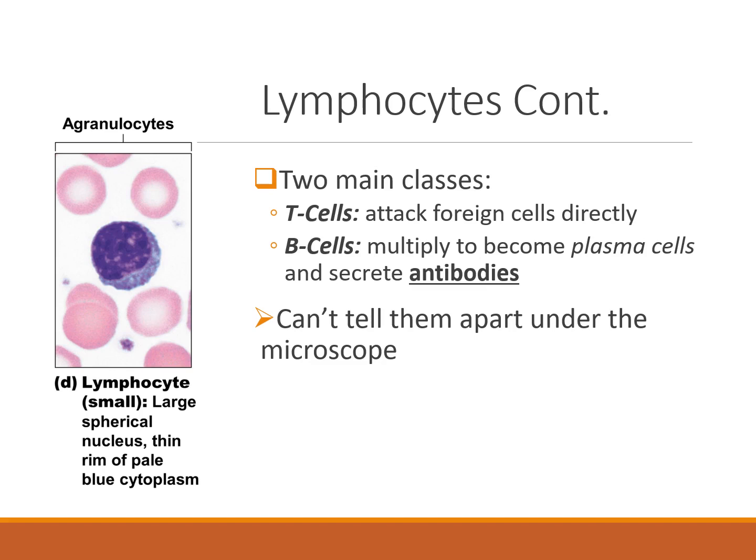And then the B cells, they turn into what is called a plasma cell, and they create and secrete antibodies. So then the antibodies are going to go out and flag down those bad cells for destruction. So they're a little bit more in the background. They don't attack cells directly. They secrete the antibodies to go attack them. And you cannot tell them apart. Like I could not tell you in this picture if that is a T cell or a B cell.